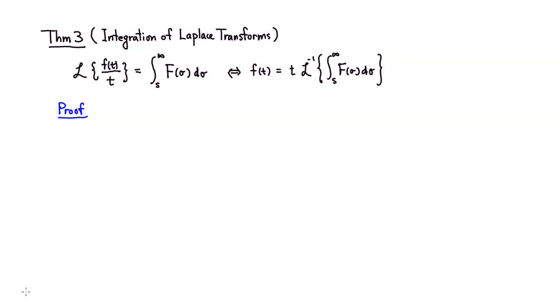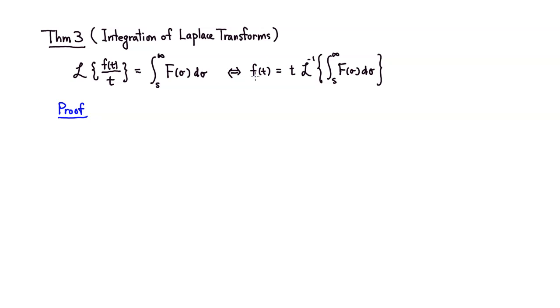All right, let's look at theorem 3, integration of Laplace transforms. If you take the Laplace transform of f of t over t, instead of multiplying by t, we're dividing by t this time, then this is going to be an integral from s to infinity, capital F of sigma with respect to sigma. The only reason why we're using sigma is that the s is already used here, so we cannot use the same letter. That's it.